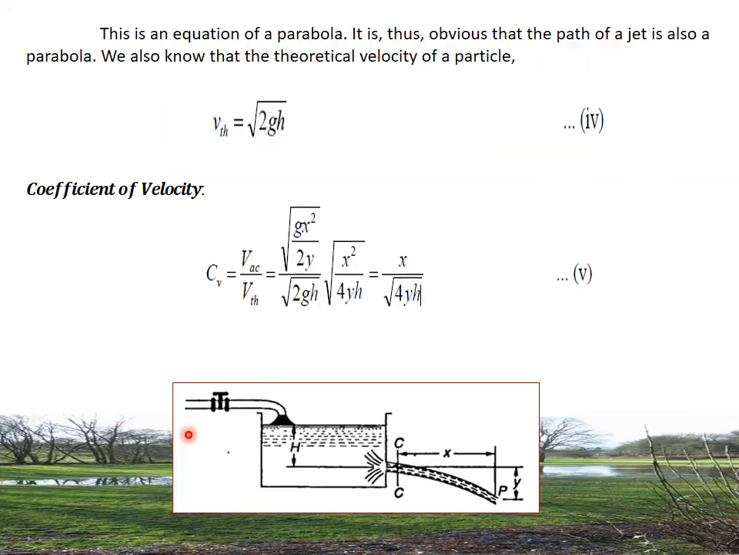We also know the theoretical velocity, which I already discussed in the previous class on classification of orifice meter: theoretical velocity equals root 2gh. The coefficient of velocity Cv equals actual velocity divided by theoretical velocity, that is, square root of g x square by 2y divided by root 2gh, which gives x by root of 4yh. This is the coefficient of velocity.